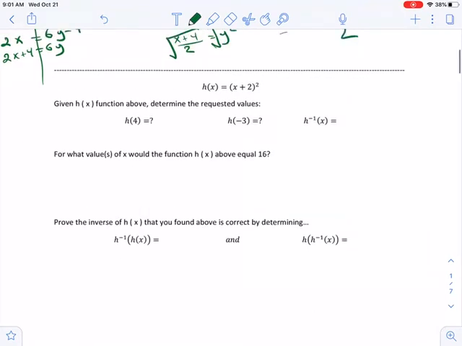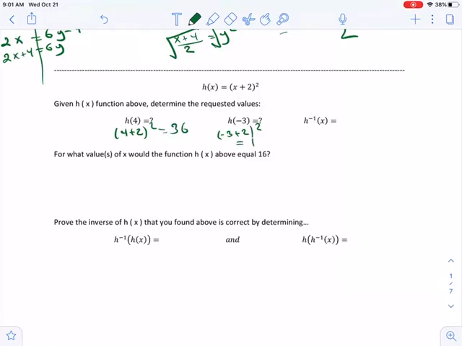So here, first step, plug 4 into here. So this becomes 4 plus 2 squared. It's going to give me 36. If I plug -3 into there, -3 plus 2 squared, so that's -1 squared, which is going to give me 1.